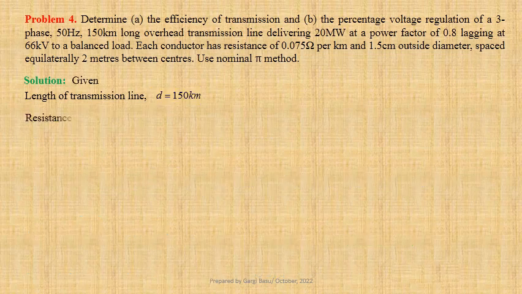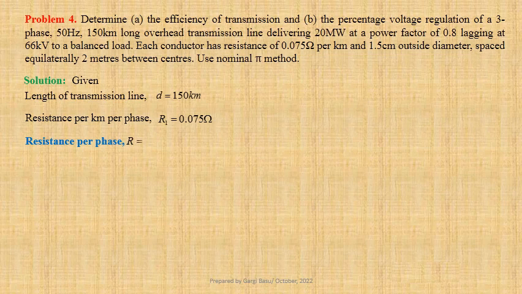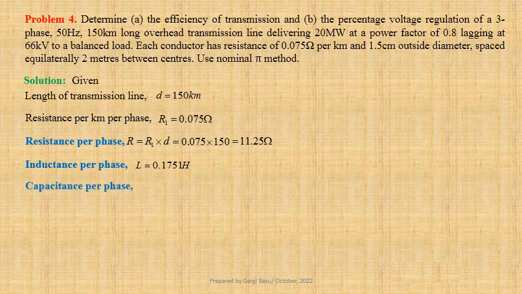Given resistance per kilometer per phase R1 equals 0.075 ohm. Now we shall calculate resistance per phase R equals R1 into D. Using values we get 0.075 into 150, that gives us 11.25 ohm. We have computed inductance per phase L equals 0.1751 Henry and capacitance per phase C equals 1.4918 into 10 to the power minus 6 farad.